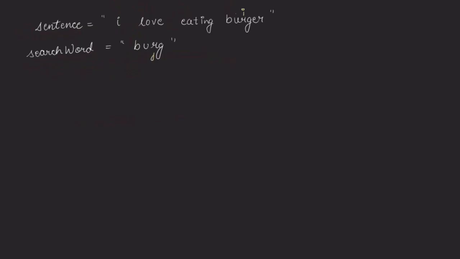So i will come here, j will come here. Again, r and r are equal, so we will move forward. i will come at g and j will also come at g. Again, these two characters are equal. So again, we will move forward.